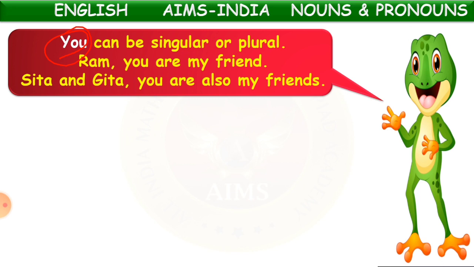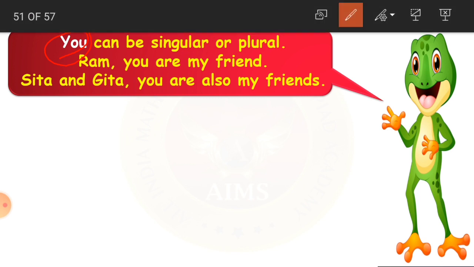If you see here in the sentence, Ram, you are my friend. We are talking about Ram only. So we are trying to tell that Ram, you are my friend. But in the second sentence, Sita and Geeta, both of you, you are also my friends. So here Ram is my friend, and Sita and Geeta, you are also my friends.